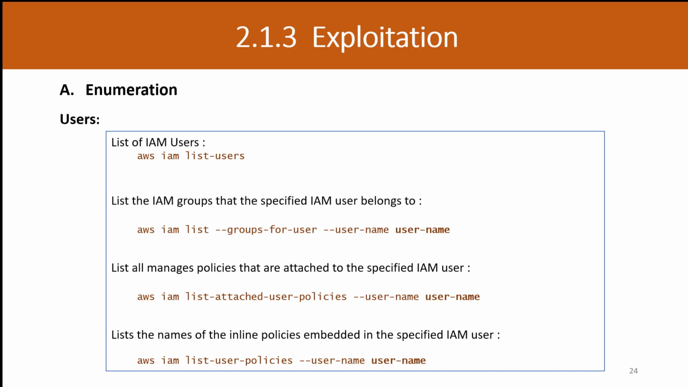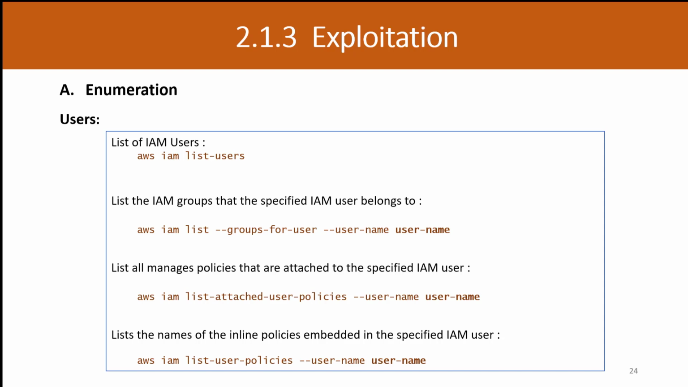So let's first explore how we can enumerate how many users there are, how many groups there are, how many roles there are, and what permissions they have, what actions they can perform on what resources in the AWS environment. First we are going to perform the enumeration, which is really essential to any red teaming engagement. So we are going to do an authenticated enumeration.